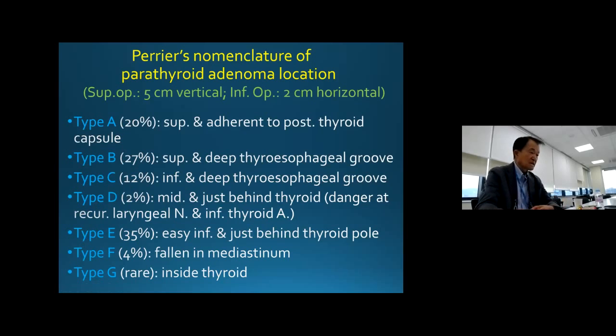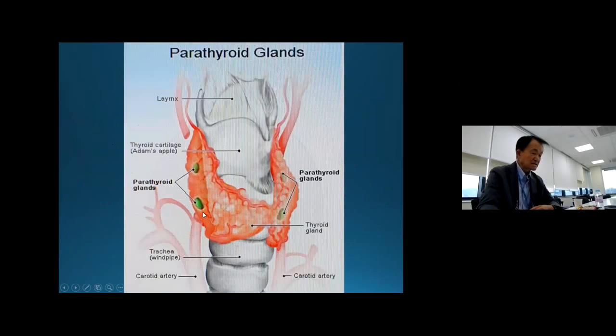Now, many endocrine surgeons go by this Nancy Perrier nomenclature. She and I developed this nomenclature after we had many experiences. So surgeons, okay, basically want to know the right side, the left side, and then they want to know superior, inferior.